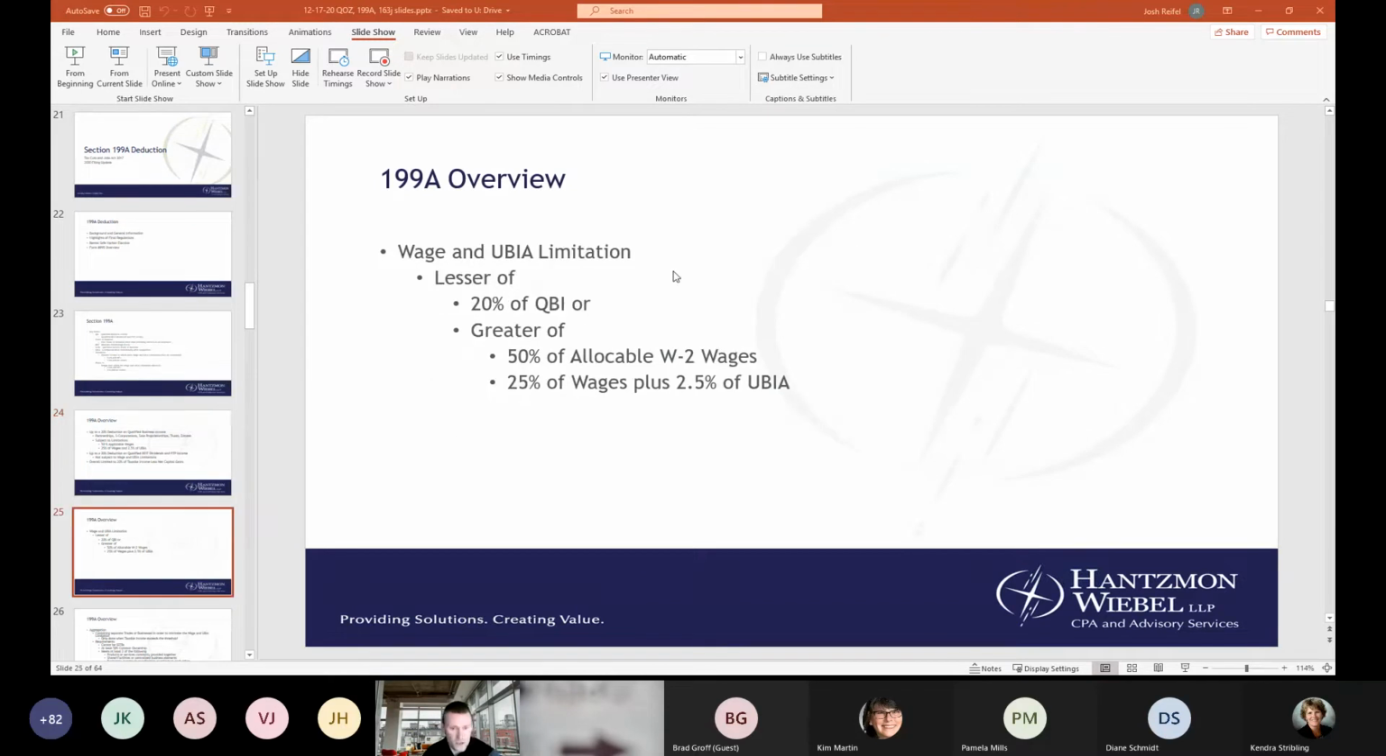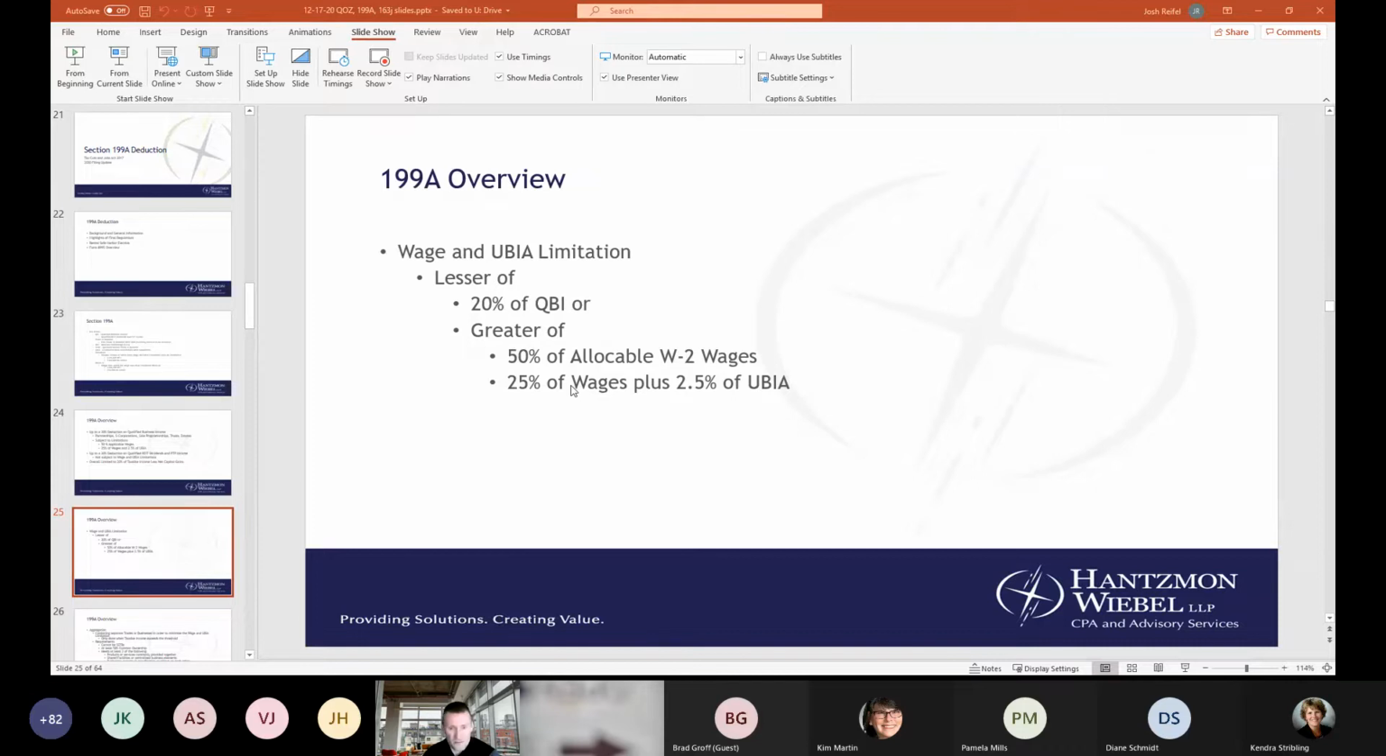All right, so I mentioned the wage and UBIA limitation. It comes into play once the taxable income of the taxpayer, not the entity, but the taxpayer, reaches a certain threshold. The limitation reduces or potentially reduces the deduction, and the deduction becomes the lesser of 20% of QBI, which is the ordinary deduction under this code section, or either 50% of allocable W-2 wages or 25% of wages plus 2.5% of UBIA.